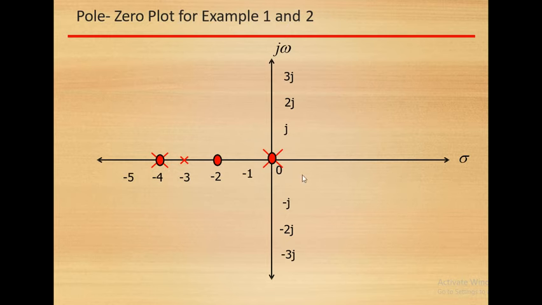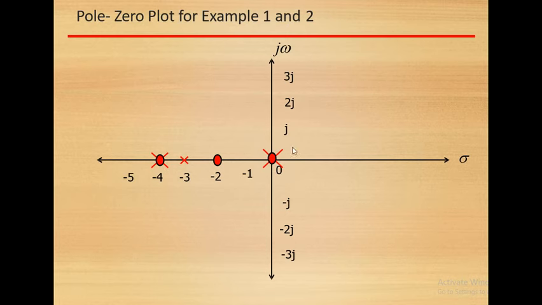So don't worry about that. Just see here, this is sigma, which is representing the real values, and this is the j omega, that is the y-axis, which is representing the imaginary values. Right now we don't have any imaginary values in our equation. So see here how the zeros and poles are represented.